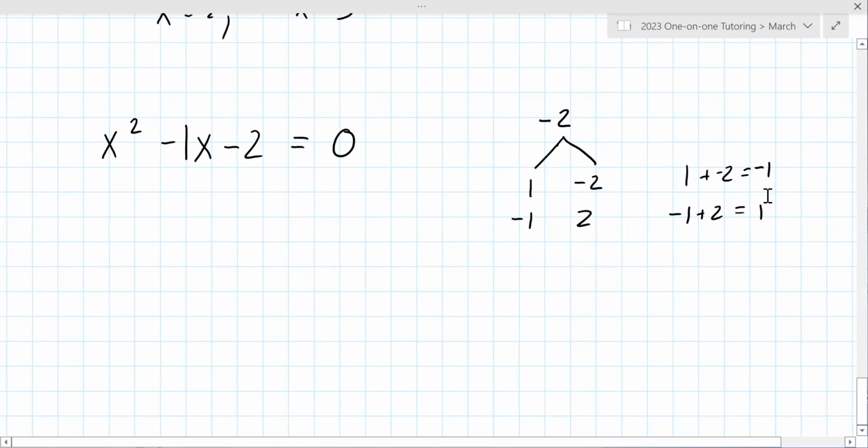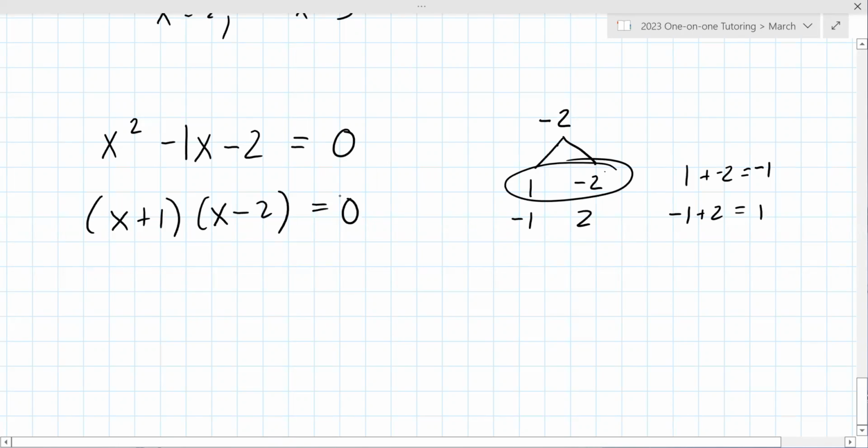So see how easy it is? You just did it just now. There's only 2 possibilities, and you've got to correctly add to get to the right number. So in this case, it's the first 2. It's x plus 1, x minus 2 equals 0.